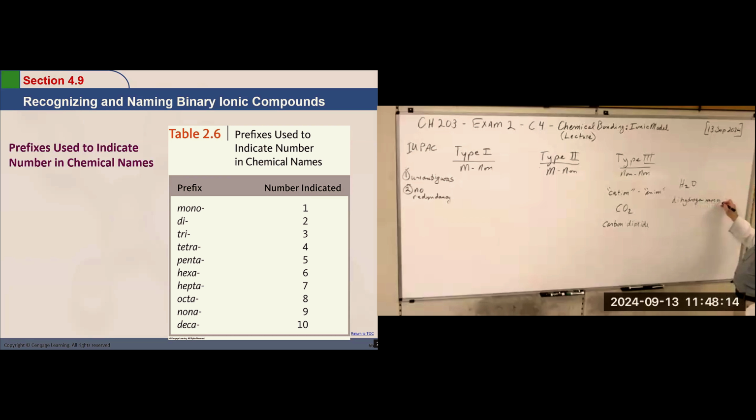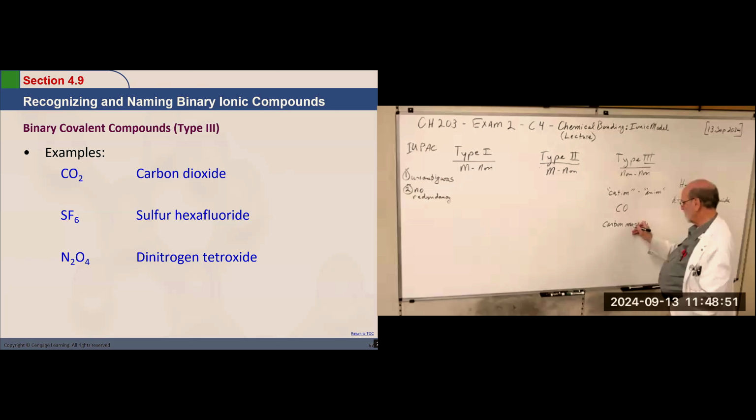Now, if you have just one, say like this, now you get the really deadly one. Carbon monoxide. That's the one that you don't want to breathe too much of. Okay. Does anybody know how carbon monoxide works? How it kills?